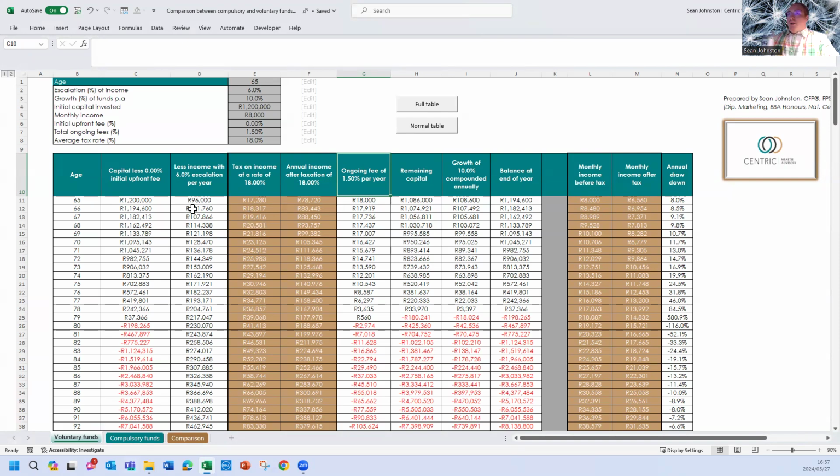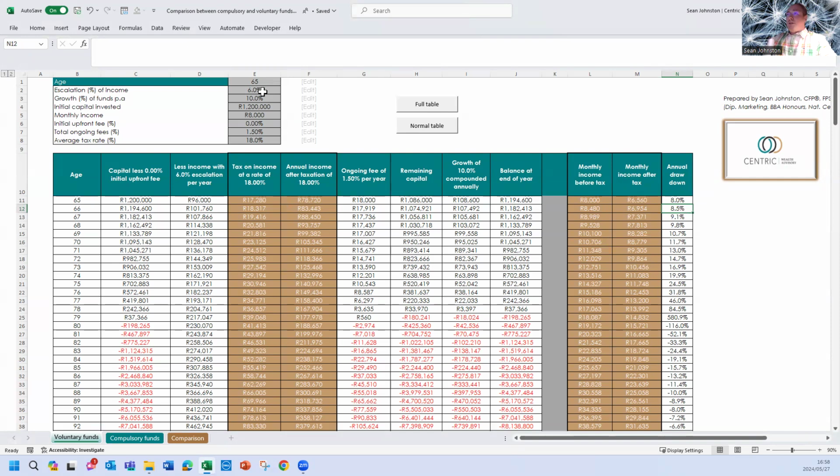So what we want to see here is the 1.2 million Rand is invested. We're drawing 96,000 from that. This is the amount before tax, and this is the annual income after taxation. This is the ongoing fee, which is the 1.5%. The remaining amount, there's the growth on the remaining amount, and that's the balance, and that then carries over. The drawdown starts off at 8%, and then it increases to 8.5.